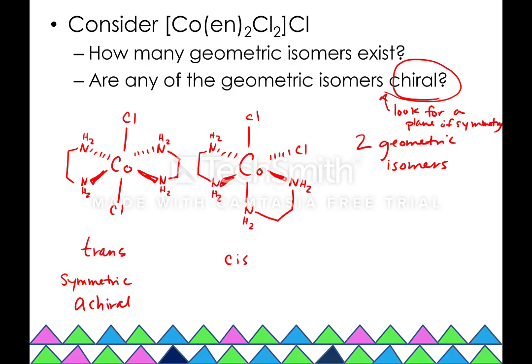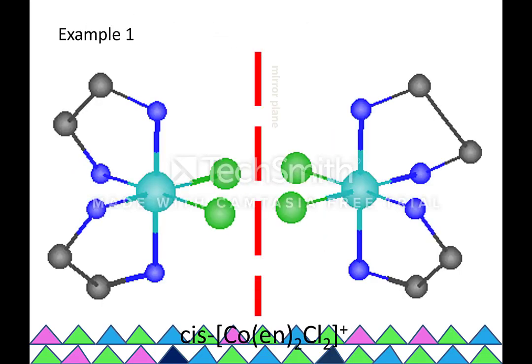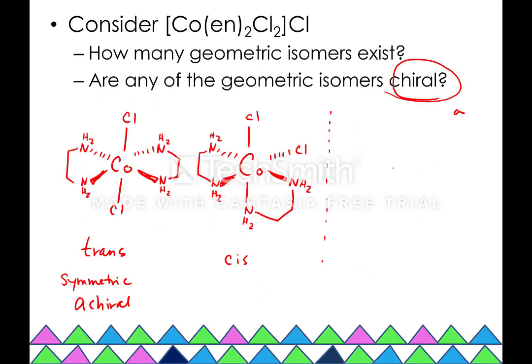If we come over to the cis geometric isomer, it might not be as obvious. We talked earlier about how bidentate ligands decrease the overall symmetry of the molecule. So if you can't easily see it, what you can do is draw the mirror image. So let's go ahead and draw the mirror image for this geometric isomer.